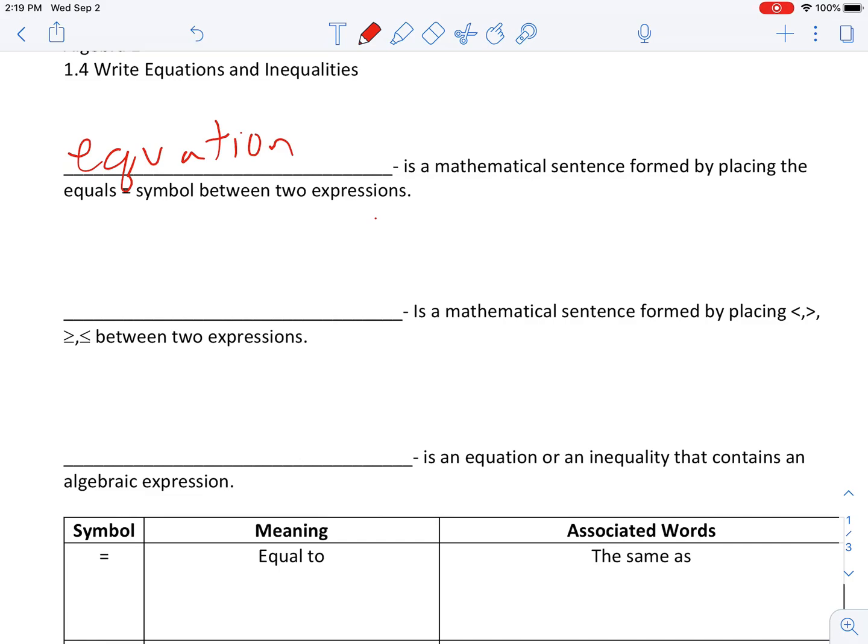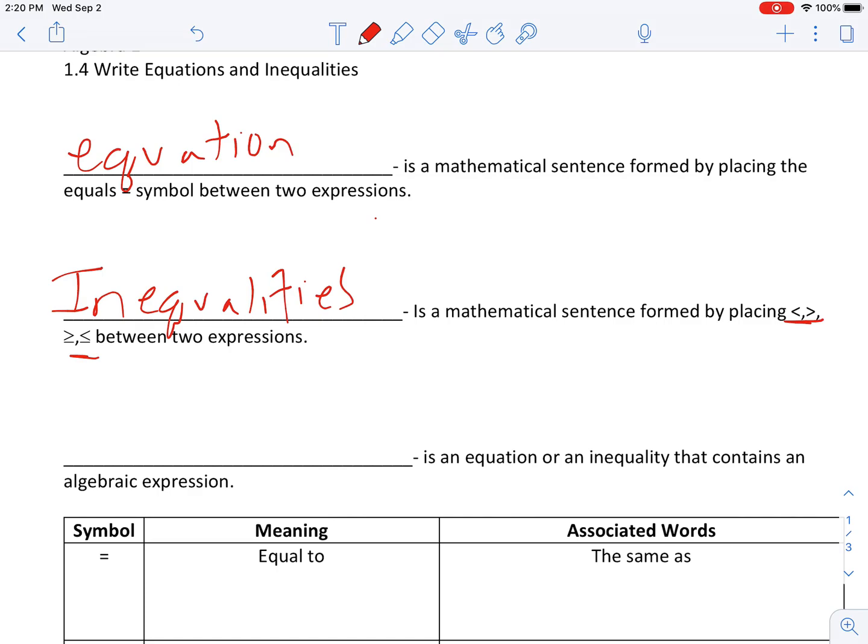The next one is blank is a mathematical sentence formed by placing these looking symbols in between two expressions, and they are not equal signs, they are inequalities, meaning greater than or less than, greater than or equal to, less than or equal to. So inequality is when it's not equal, equation is when it is equal.